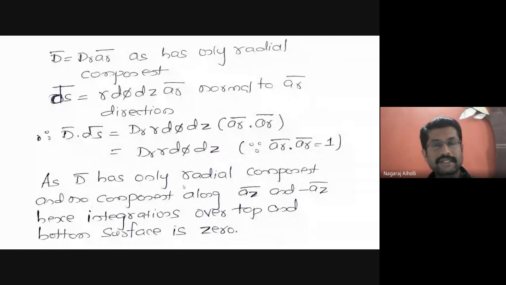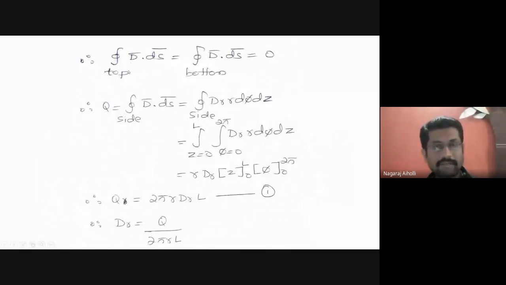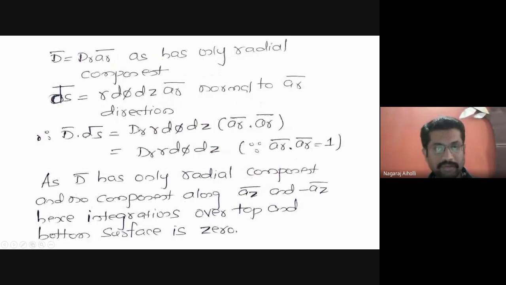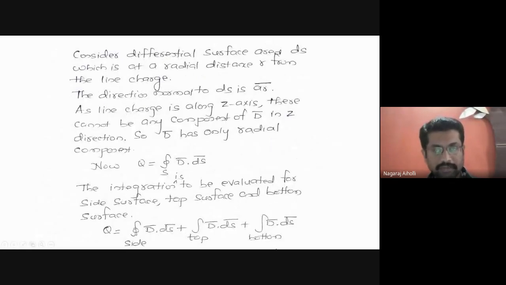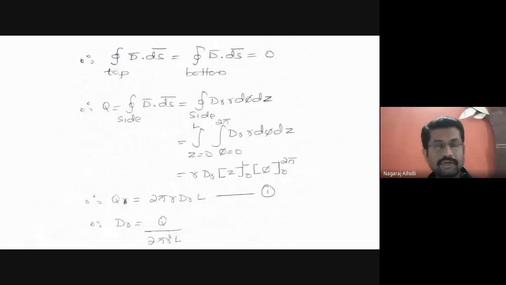The only component that exists is the side component, for the side surface. Therefore, the closed surface integral of D bar dot dS bar for the top surface and for the bottom surface is equal to 0. Hence, we have the Q equation we have written already. This Q equation will be only for the side surface, since top and bottom integrals are 0. That is, Q is equal to the closed surface integral over the side surface of D bar dot dS bar.